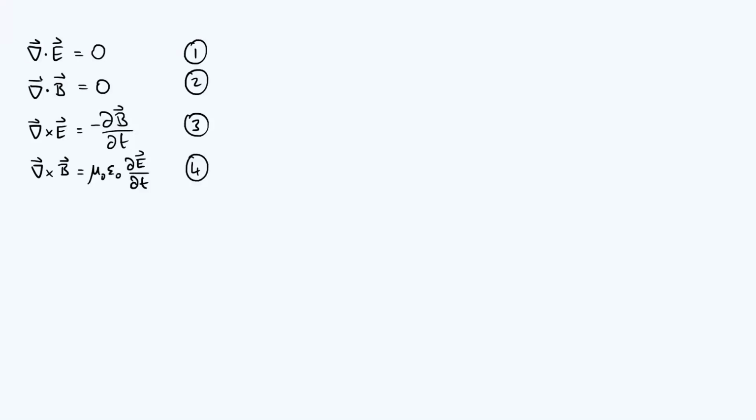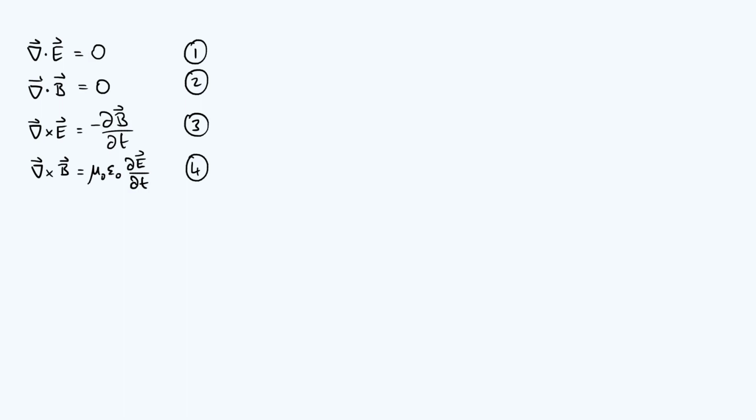Hi everyone, in this video we are going to take a look at how Maxwell's equations predict the existence of electromagnetic waves. So we'll start from Maxwell's equations, show how to derive wave equations for the electric and magnetic fields from those, and then investigate some of the properties that those predicted waves must have.